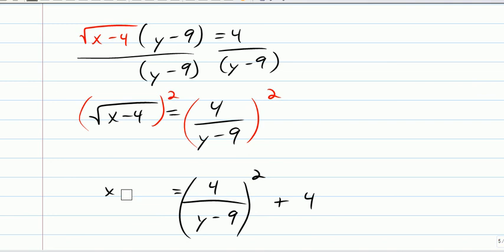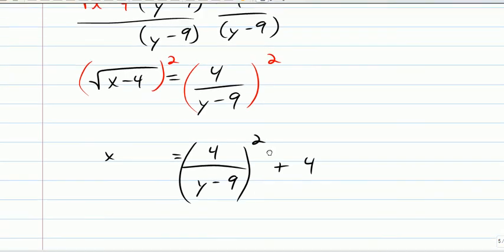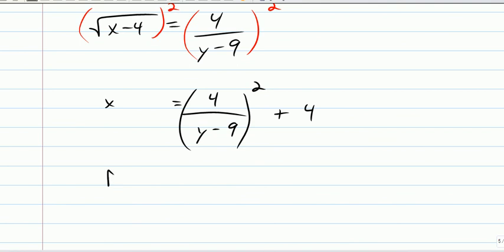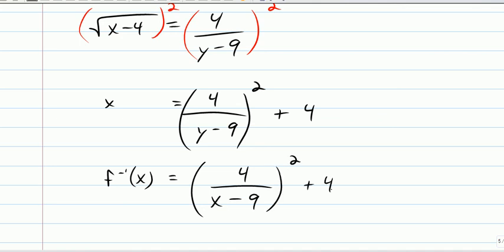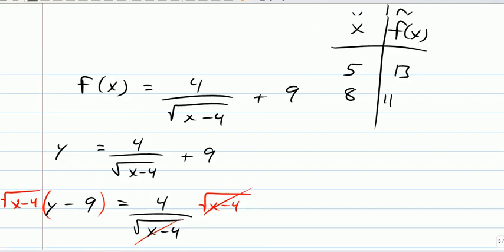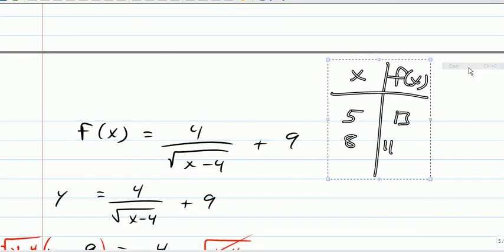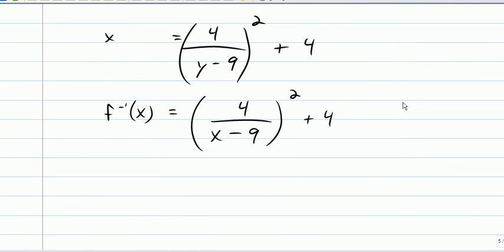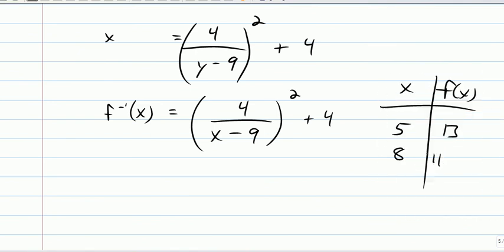So we found the inverse, and we've got something to check it with. We're going to say F inverse of x equals 4 over, replacing y with x, x minus 9 squared, plus 4. Now, go back to the work we did that was going to allow you to check your answer. When 8 goes into F, you get 11. When 11 goes into F inverse, you should get 8.